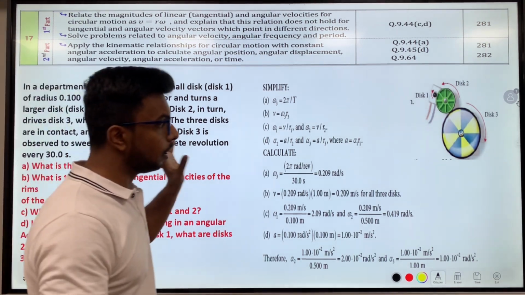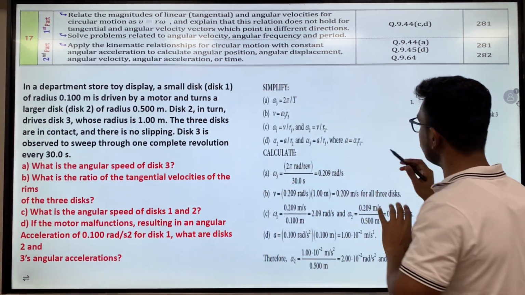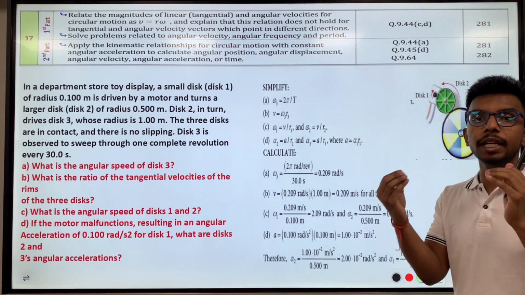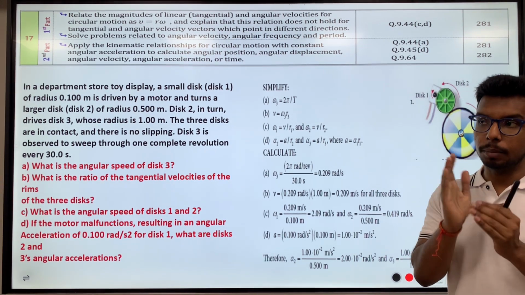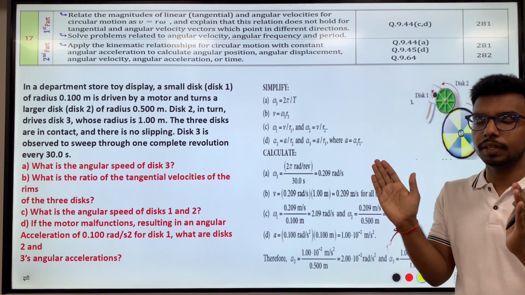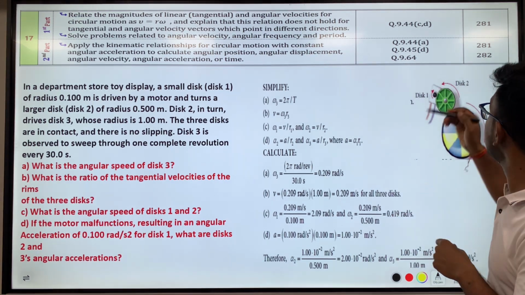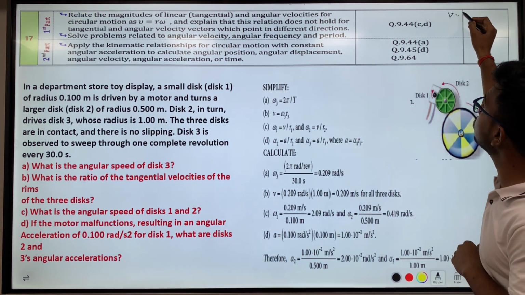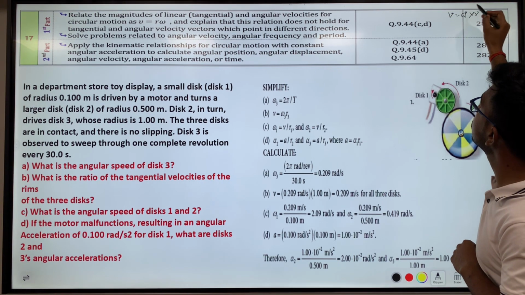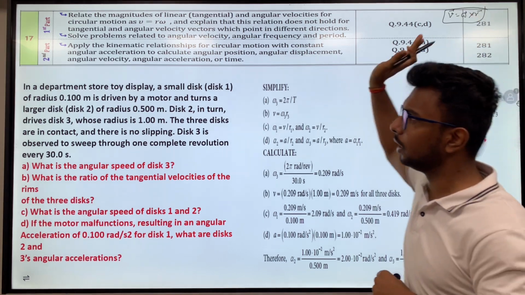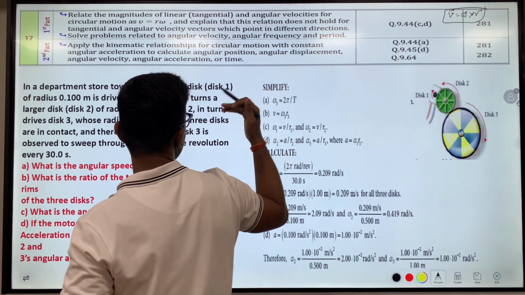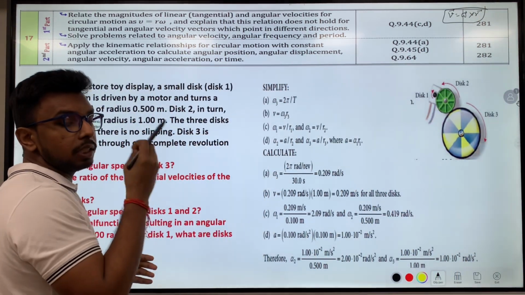Remember, whenever we are saying that v equals r omega, we are not equating them vectorially. We are just equating them numerically, that means number-wise, because omega and v have completely different directions. The actual relation is v equals omega cross r. But you don't have to go into that detail. It's not even in your curriculum. So v equals r omega, we'll keep it just numbers.